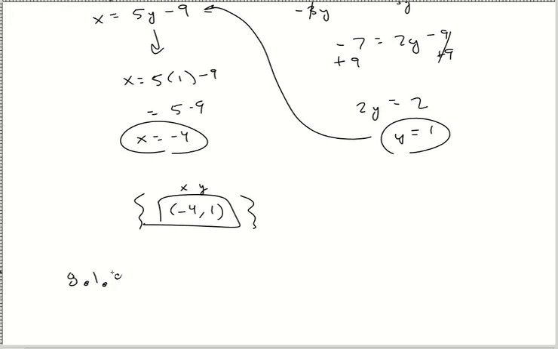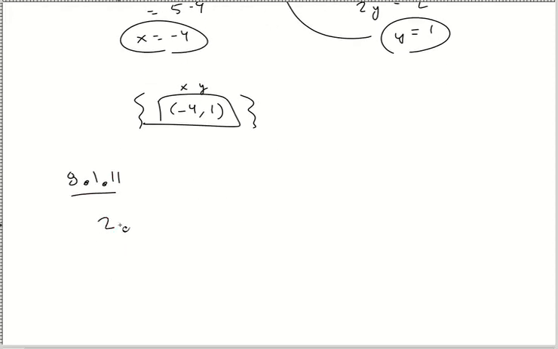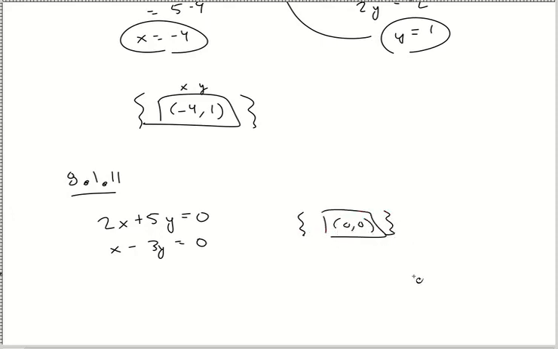Next one, 8.1.11. I've got 2x plus 5y is equal to 0, and x minus 3y is equal to 0. I've got to say, this is the easiest one of your day. The answer is 0, 0. Y, X. That was a joke. Y, X, okay.